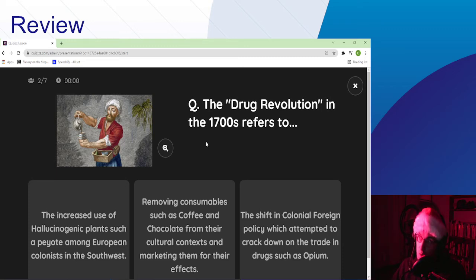Whereas entrepreneurs and businessmen saw these food consumables and said, oh, we could market that. We could take some of that good caffeine, that good sugar, we can market that. We can sell that, make some money off that. So that's what's sometimes referred to as the drug revolution, that is the taking of these things like chocolate and coffee out of their ritual and cultural context and then just selling them on the market. So cultural appropriation is not a relatively new thing. It's as old as time itself.